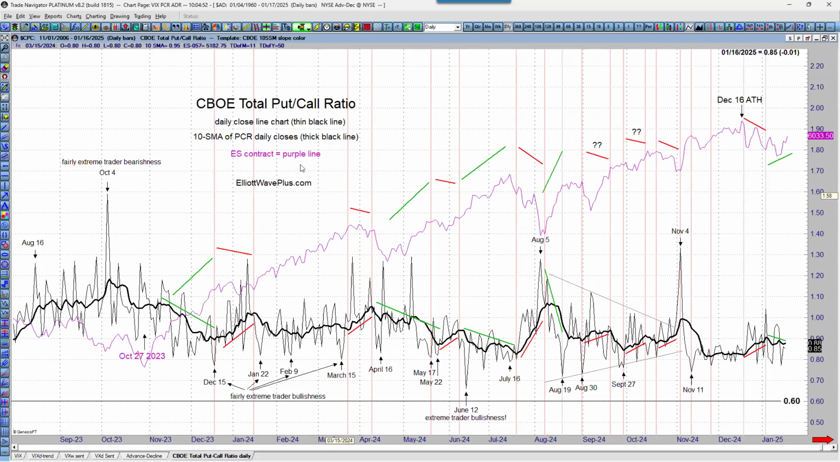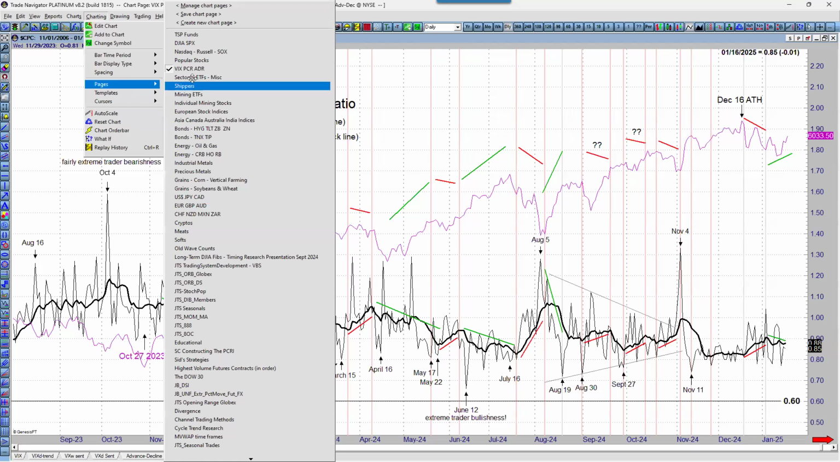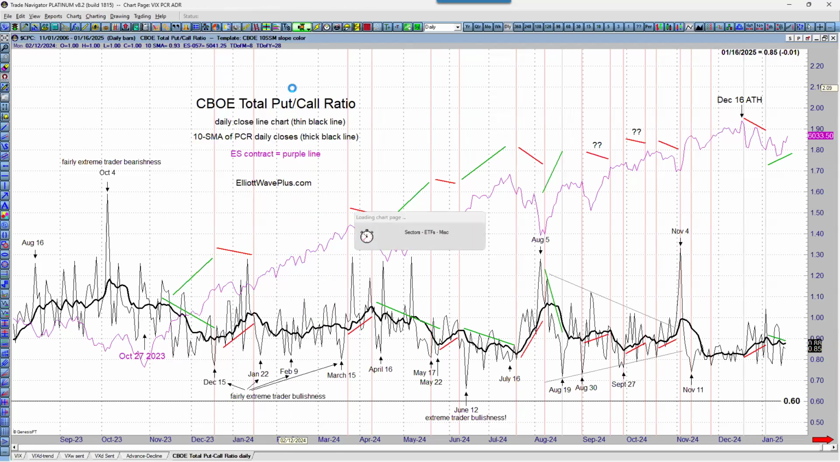And the 10 period simple moving average put to call ratio has been sloping to the downside recently, and that is bullish. So we'll be looking for a potential change in direction on that. Now moving to sectors.